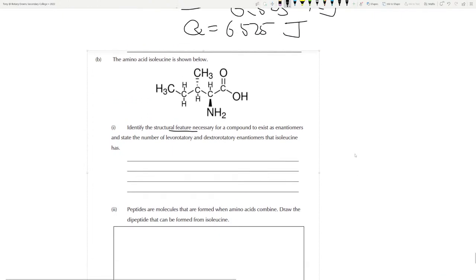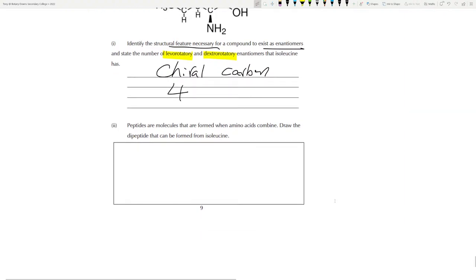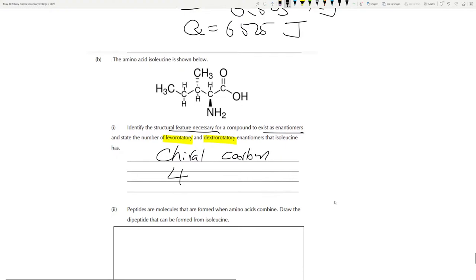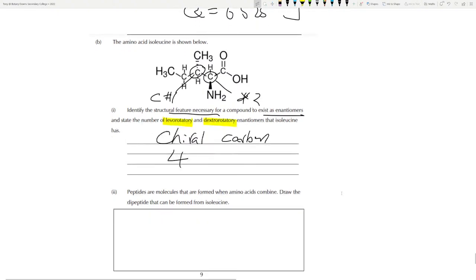Okay, so identify the structural feature necessary for enantiomers: you must have a chiral carbon. Okay, so a chiral carbon bonding to four different things. Now, these two super long and strange words just mean one of them rotates clockwise, one of them rotates anti-clockwise. So just one of each. How many enantiomers do we have? So this is an optical isomer. This is chiral carbon number one, this is chiral carbon number two. So it can have two sets, so four altogether.